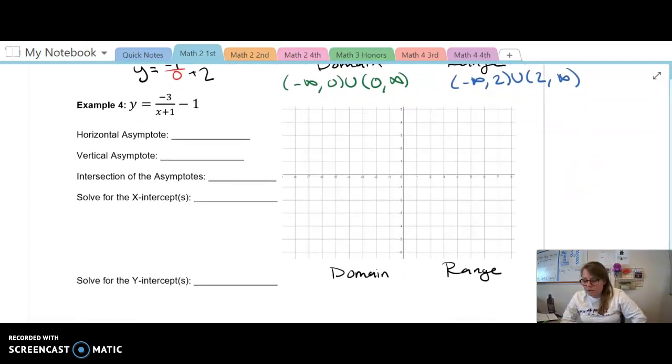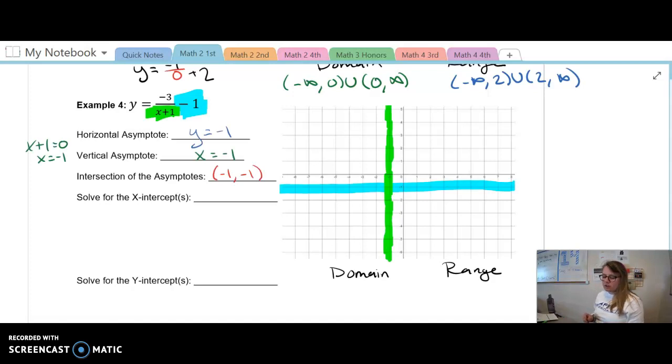So we have y equals negative 3 over x plus 1, minus 1 on that outside. So what I want you to do is find the horizontal and vertical asymptote yourself, and then identify that intersection of asymptotes. So I want you to, guess what? Pause the video here, solve for those 3 items, and then unpause when you are done.